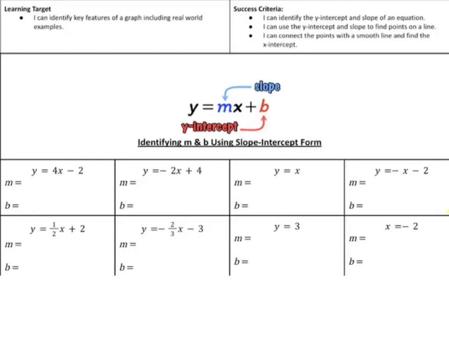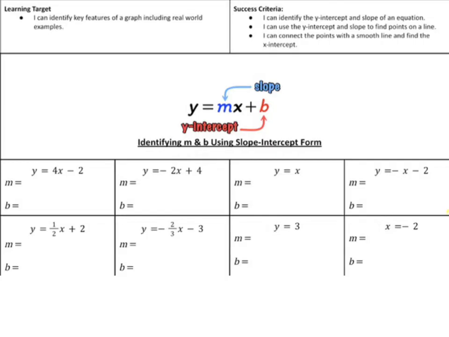Let's look at lesson 3.2, which is looking at slope-intercept form and being able to identify the slope and y-intercept in the equation, and then using those to help us graph. So the first thing we need to do is look at slope-intercept form. Slope-intercept form is y equals mx plus b. This might be something you're familiar with from 8th grade.